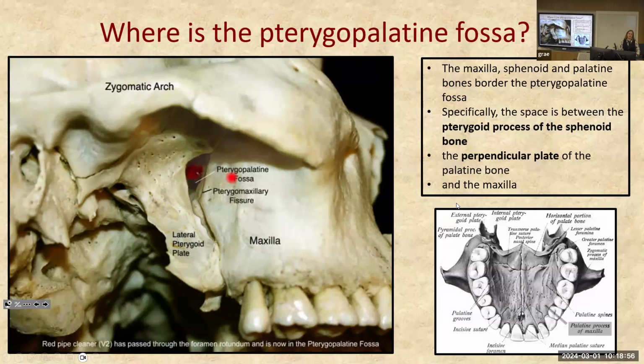So we have this maxilla here. You can see the lateral pterygoid plate plays a role. The sphenoid bone plays a role, greater wing of the sphenoid bone. I'm going to show you a few other images. And then also the horizontal plate of the palatine bone, or called perpendicular plate, also plays a role.